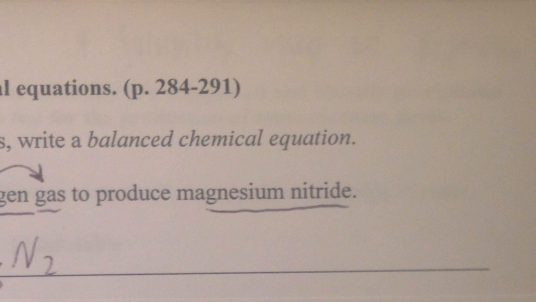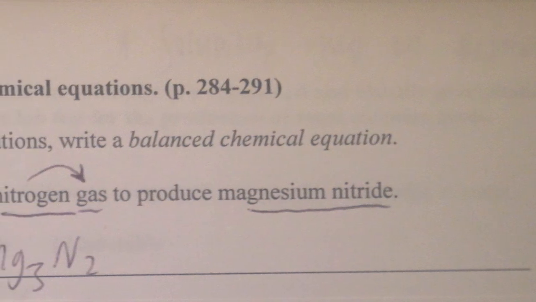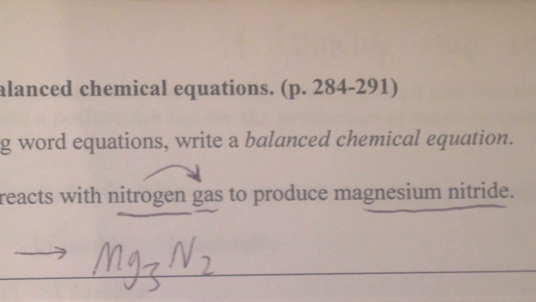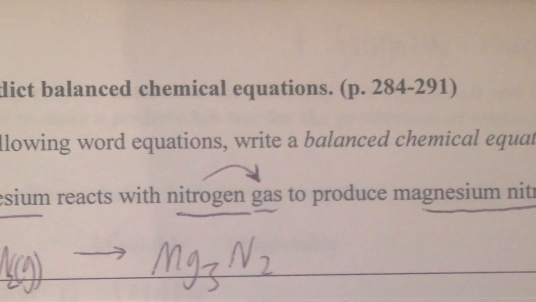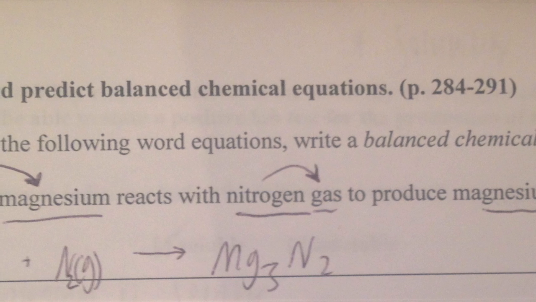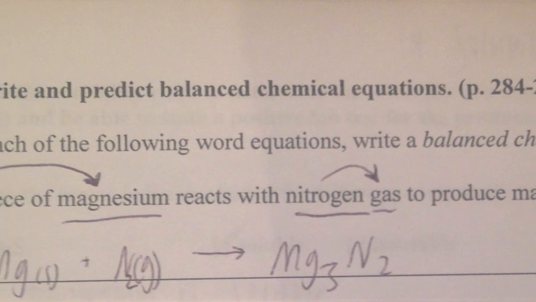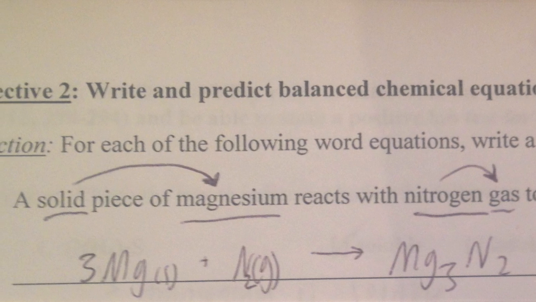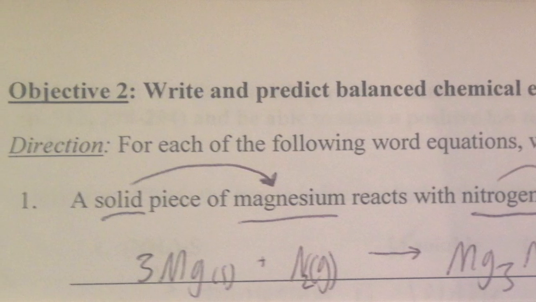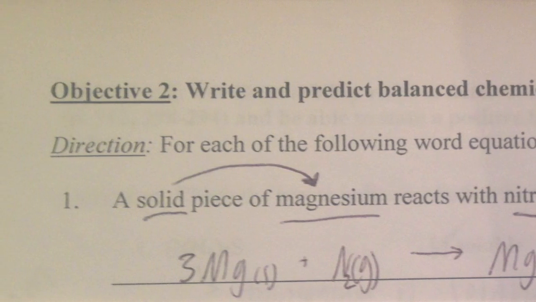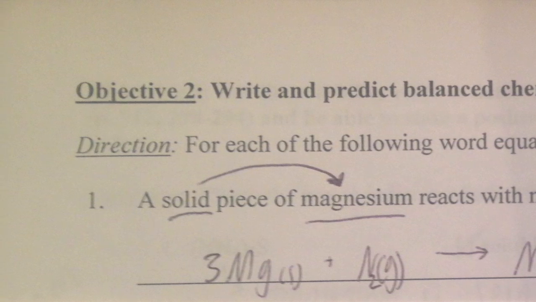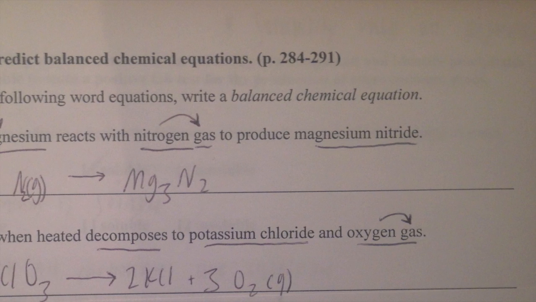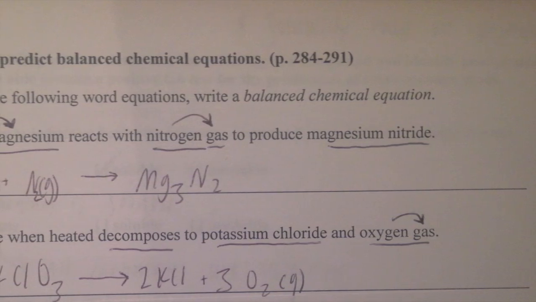Alright, so in objective 2, problem 1, the thing you need to do is pick out the keywords in the problem. So as you see for number 1, it says a solid piece of magnesium, so you know to write Mg(s) for solid, and then nitrogen gas, so you know how to write N and then g, yields Mg3N2 because that's magnesium nitride, and it does not give you a state symbol for that one, so it's just Mg(s) plus N gas yields Mg3N2.